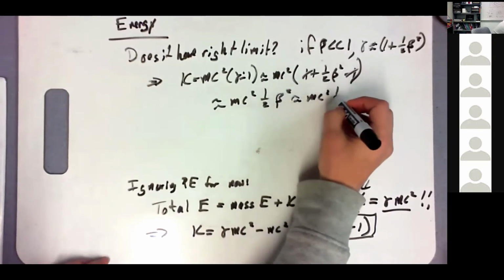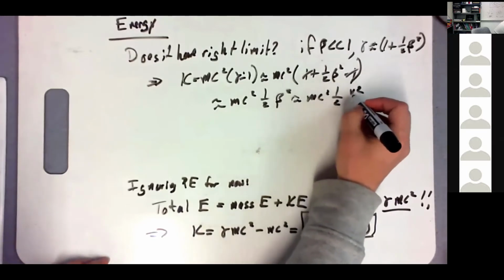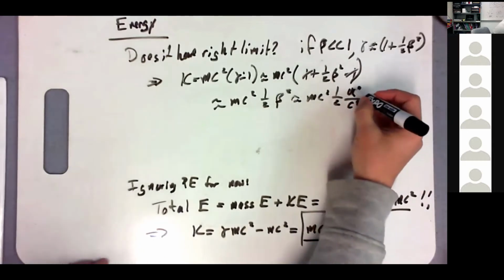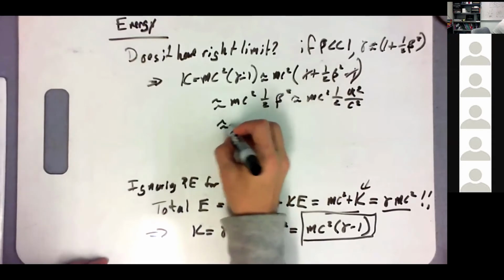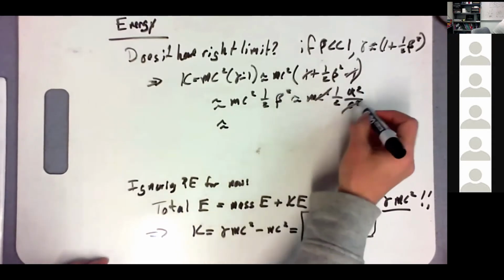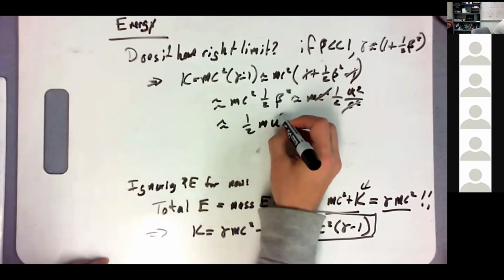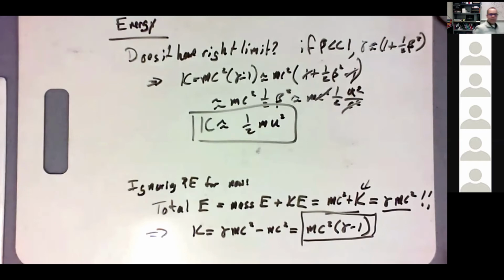mc squared times 1/2 times u squared over c squared. I should say just u squared over c squared, because this is not a velocity between reference frames. And this is about equal to, the c squareds go away, we get 1/2 times m times the velocity squared, which is exactly what we want in the limit of beta much less than 1.